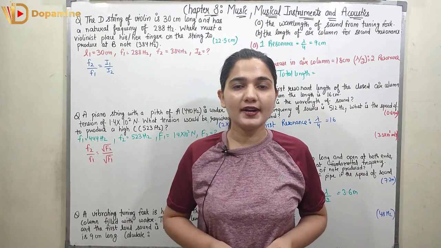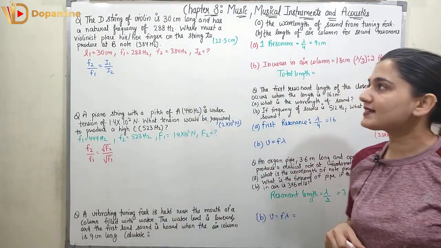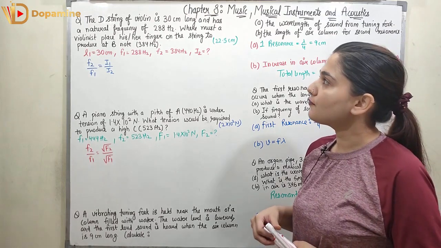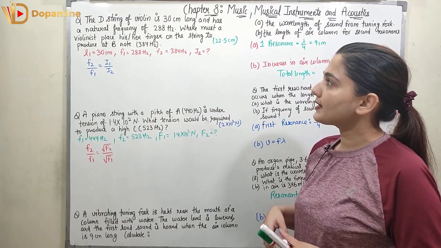Hello guys, we are discussing chapter number 8, music, musical instruments and acoustics. So let's start our discussion with question number 1, which states: the D string of a violin is 30 centimeter long and it has a natural frequency of 288 Hz.